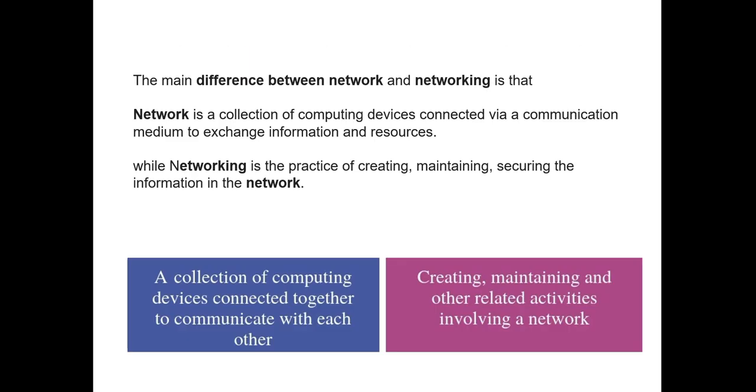So what is the basic difference between network and networking? A network is a collection of computer devices connected via a communication medium to exchange information and resources. We have different types of communication mediums, physical or virtual. In physical, we have twisted pair, coaxial and fiber optic. These are the physical mediums to communicate between the autonomous systems.